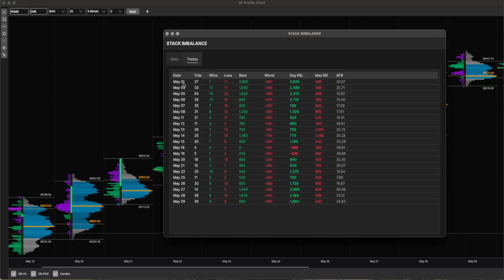On May 1st, there were 27 trades, 7 winners, 11 losers. The best winning trade was $2,800, and the worst was $300. The daily P&L was 3,800. So right there, you would have passed an account on day one. The ATR is roughly around 20, and the max drawdown for the day was $595.